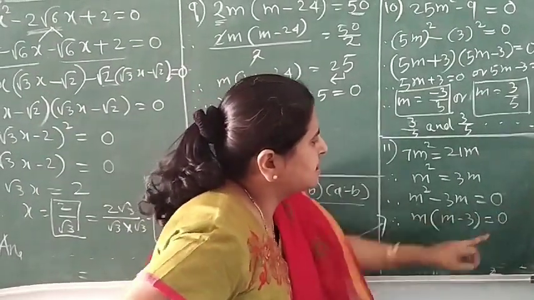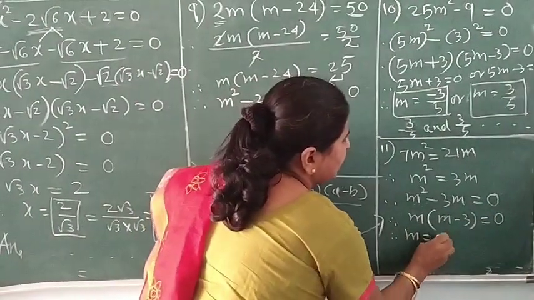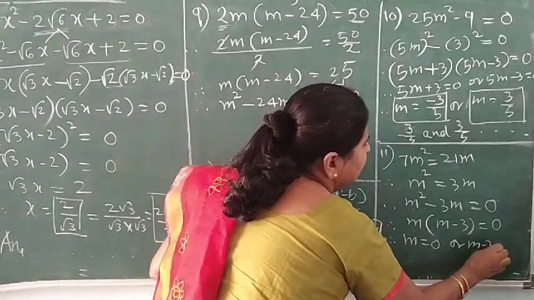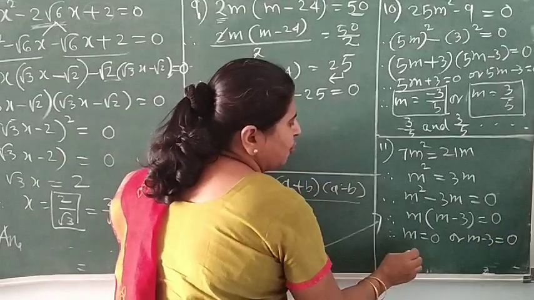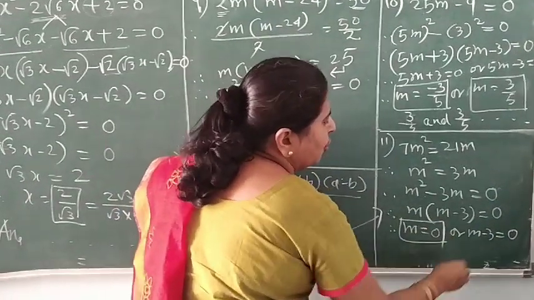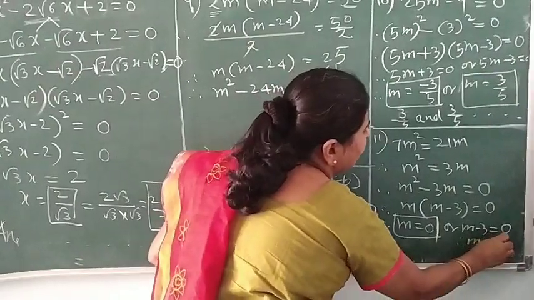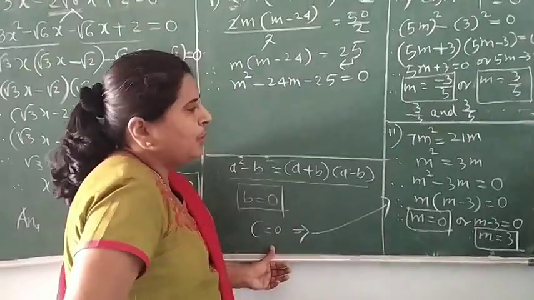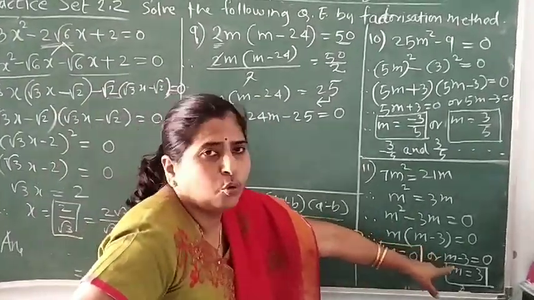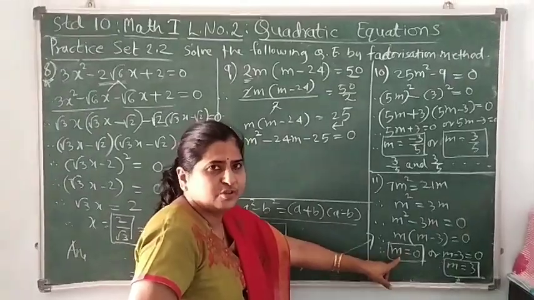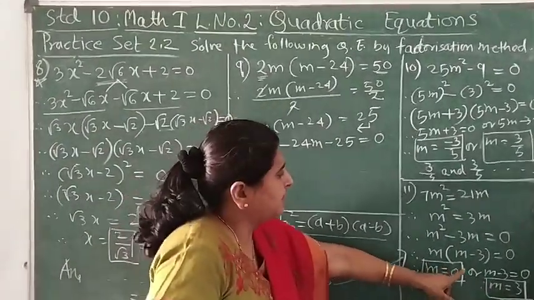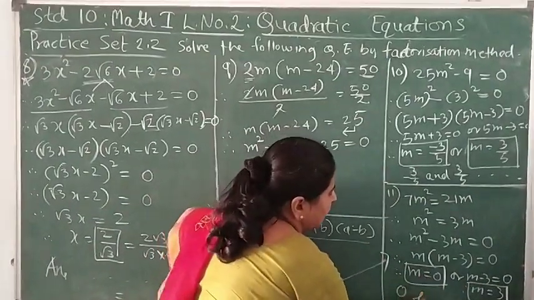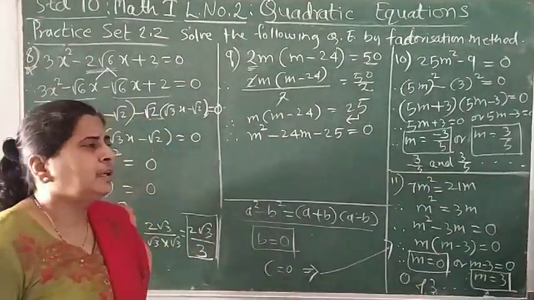Now the product of these is 0, therefore you can write m is equal to 0, which is the first factor, or m minus 3 is 0, the value of this bracket is 0. So one value you got is m is 0, and here you get m is equal to 3. So when your c term is 0, of the two values or roots you get, one root is always 0 and the other is a number. So 0 and 3 are the solutions of this quadratic equation.